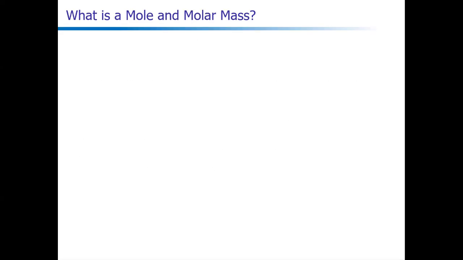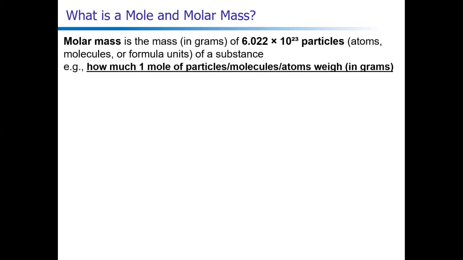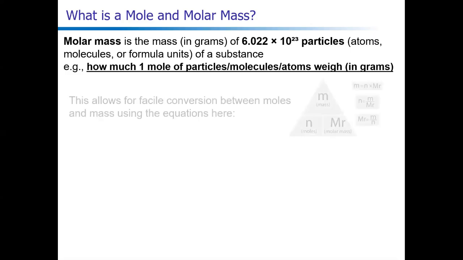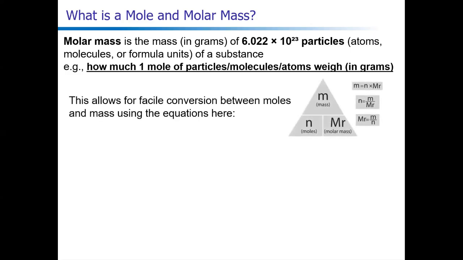Now that we understand what a mole is, let's connect it to something really useful, molar mass. Molar mass is the amount that 1 mole of particles weighs in grams. And by particles, I mean atoms, molecules, or ions, whatever the basic unit of substance is. So just like 1 mole equals 6.022 times 10 to the 23rd particles, molar mass tells you how many grams that enormous number of particles actually weighs. And this is what makes chemistry practical.